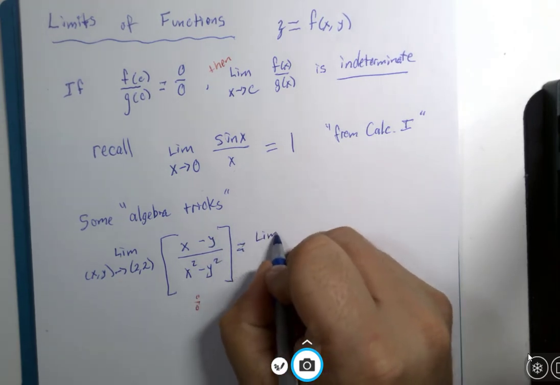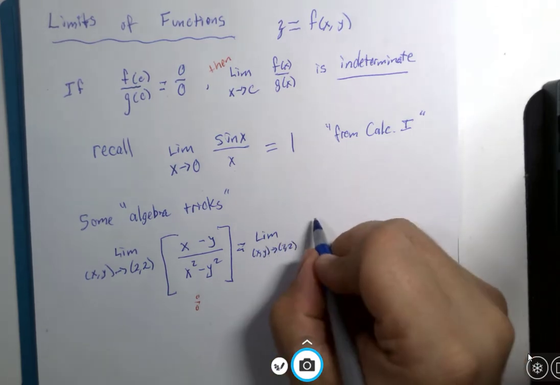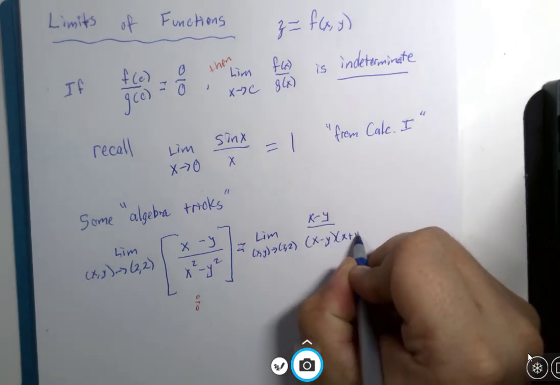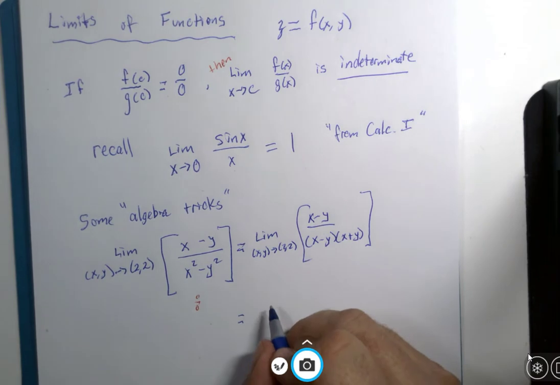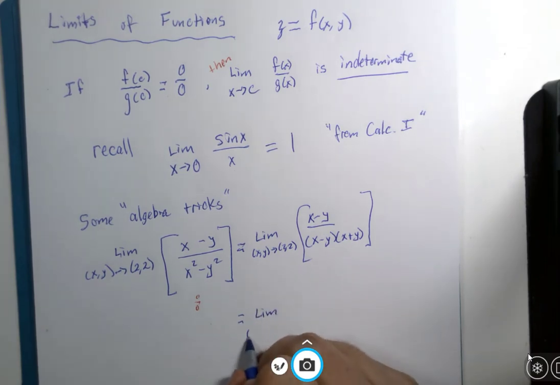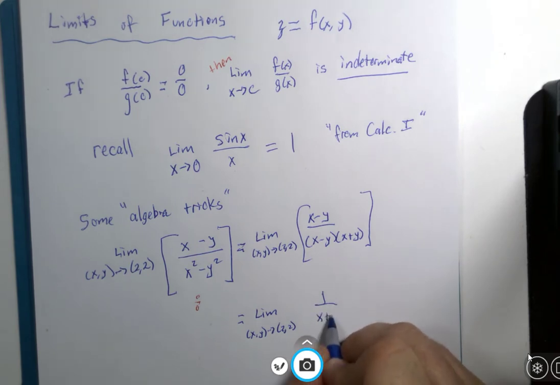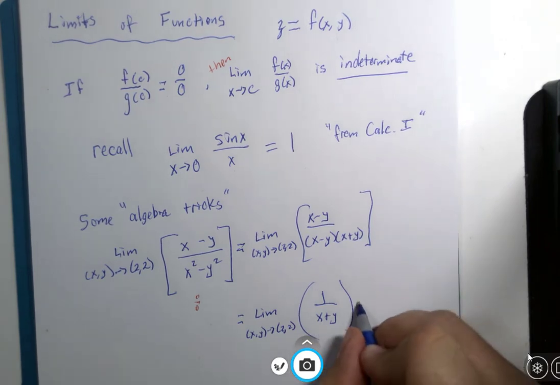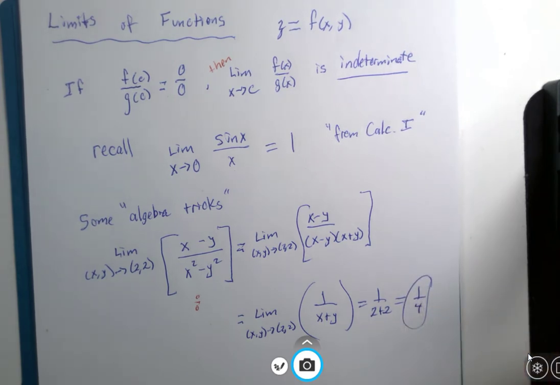So we could say limit as x, y approaches 2, 2, and I could factor the denominator and then reduce that fraction. Limit as x, y approaches 2, 2. When this fraction is reduced, it's 1 over x plus y. And if x and y are both approaching 2, 1 over 2 plus 2 would be 1/4. So there'd be a limit there.